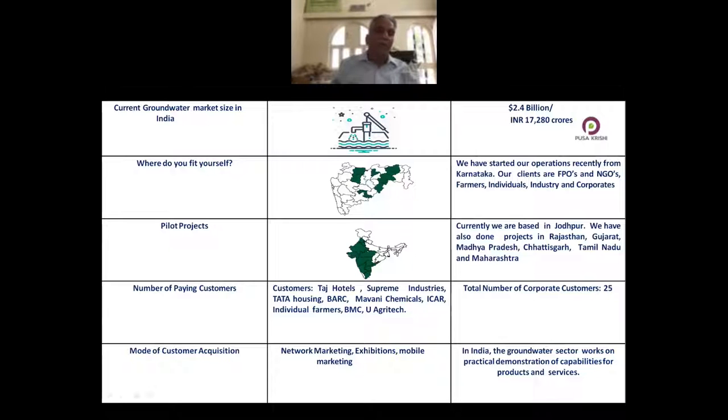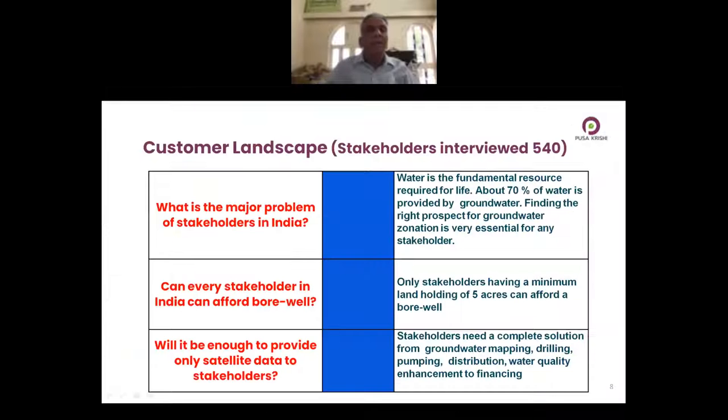Then we go for how we acquired the customers: through network marketing, exhibitions, and mobile marketing. A very interesting point which has emerged is that in India, the groundwater sector works on practical demonstration of capabilities for products and services. One has to prove it, demonstrate it. Then this service works. We have conducted a stakeholder interview. About 540 people were interviewed across these six states.